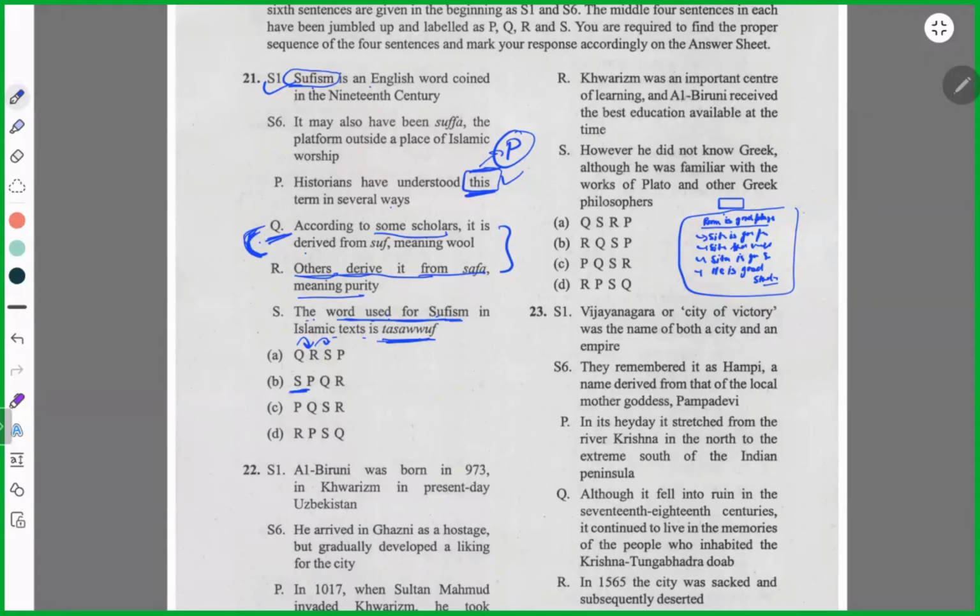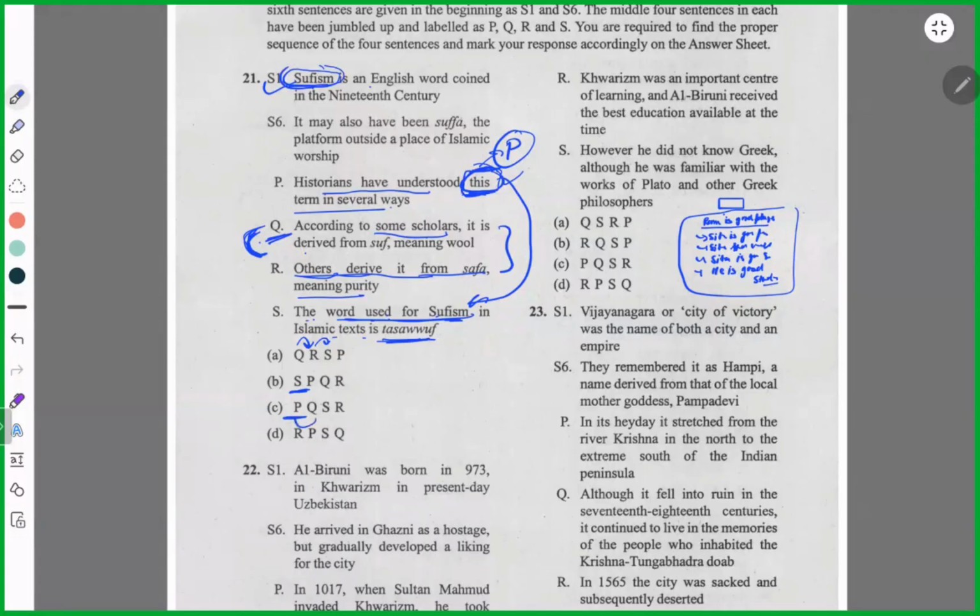Now SP. Historians have understood this term in several ways. Now can we say that this pronoun is for Sufism? Not Sufism, but for tasawwuf. Historians understood this term in several ways. This comes from tasawwuf, or you can say Sufism, because both are similar. So here you can say it is for Sufism also, because see, noun, pronoun. Now you may say, sir, why not start with P? Because this is for this, it can also come for this Sufism.